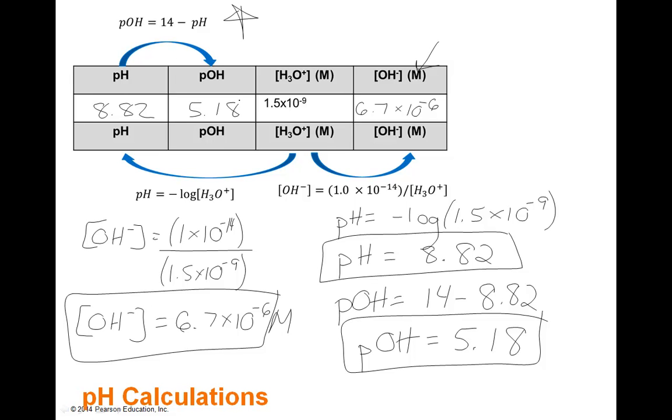Alright, so now I double check myself, see if it makes sense. pH plus pOH, about 14, check. My hydronium ion concentration exponent is minus 9, that's approximately 8.8. Good, so everything looks pretty good. So this is just the way I think about doing this. We have all these equations that relate hydroxide ion concentration to hydronium ion concentration, to pH, to pOH. It's just a matter of using the proper equation that gets the job done.